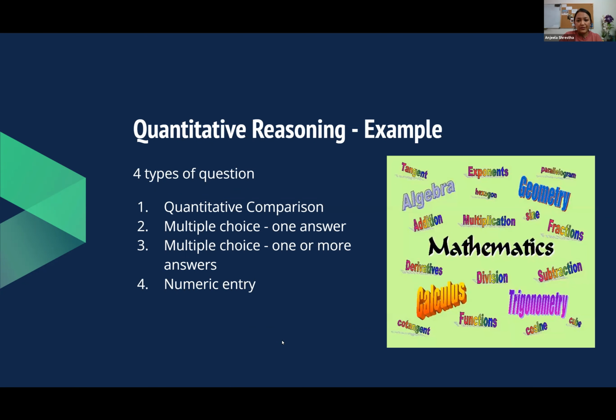And quantitative reasoning is all based on your math skills. So algebra, mathematics, trigonometry, geometry, calculus, those good stuff. Under this section, we have 4 different categories: quantitative comparison, multiple choice with one answer, multiple choice with one or more answers, and the last one is numeric entry.